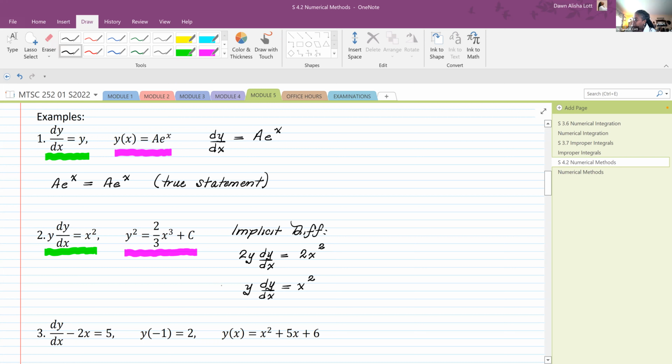And yes, that does indeed match the differential equation. So yes, that is the solution. That matches the differential equation, so therefore this is a true statement.